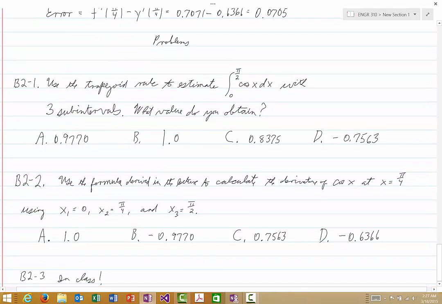And then the second problem is use the formula derived in the lecture to calculate the derivative of cosine x at x equals pi over 4 using x1 equals 0, x2 equals pi over 4, and x3 equals pi over 2. And the choices here are A, 1.0, B, minus 0.9770, C, 0.7563, and D, minus 0.6366. And there will be at least one more problem for the in-class part of the quiz. So that concludes lecture B2, and good luck.